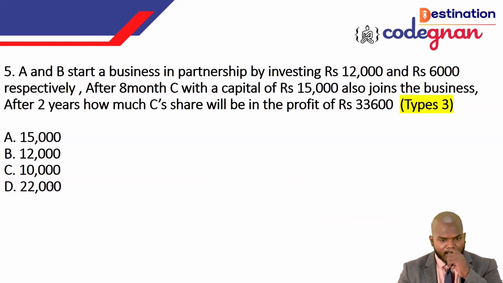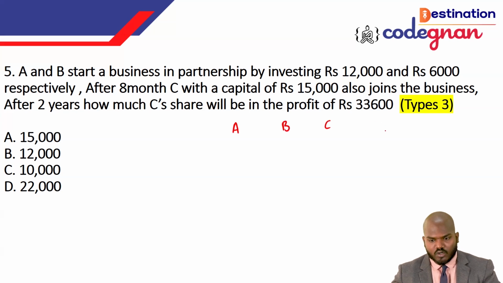A and B started a partnership by investing 12,000 rupees and 6,000 rupees respectively. After 8 months, C with a capital of 15,000 also joined the business. After 2 years, how much will C's share be in the profit of 33,600 rupees? So you take it as the total profit, with 3 people: A, B and C.